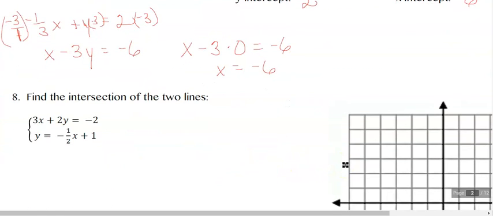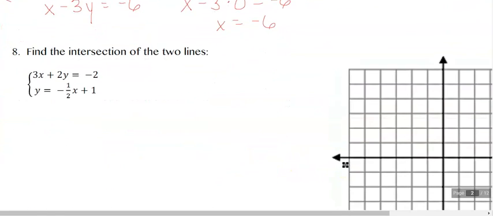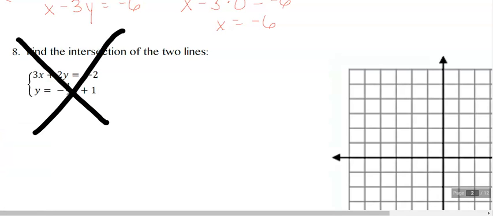Numbers 8 and 9, we actually did not do anything like this last week, so we are going to mark these out. So go ahead and mark out 8 and 9.